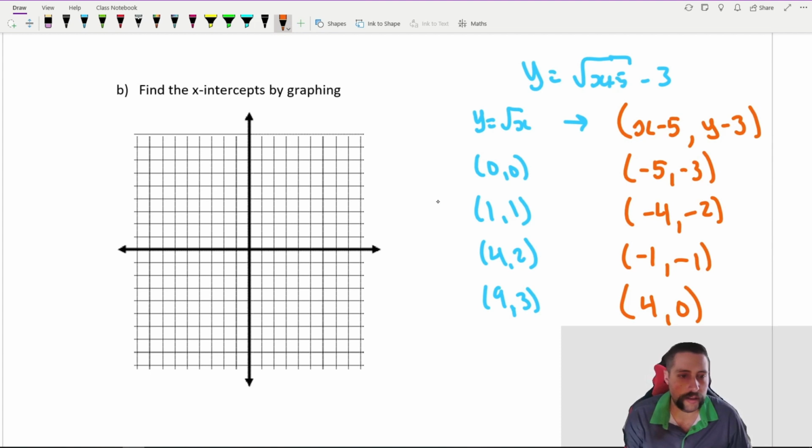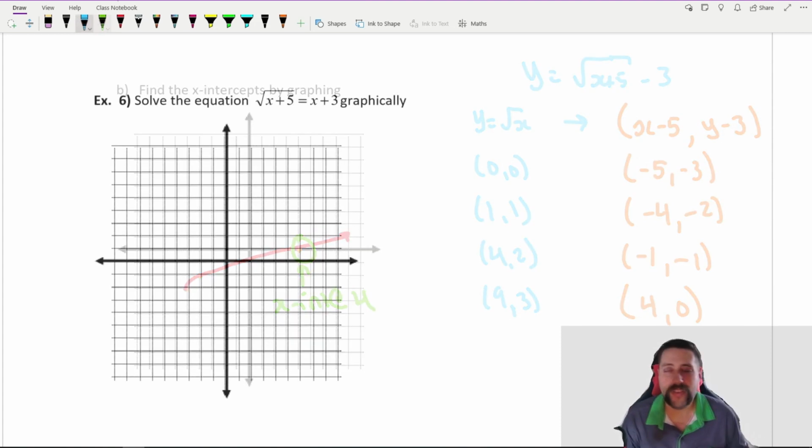Okay, so let's go ahead and let's plot these out and let's graph it. Okay, so we've plotted our points. All right, let's graph it out. All right, so we've now graphed it out. We can now pinpoint where the x-intercept is. So the x-intercept is at 4. There you go.